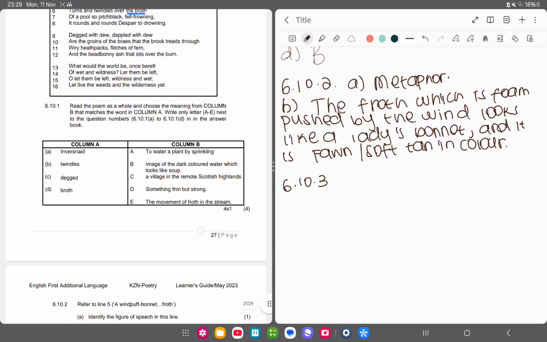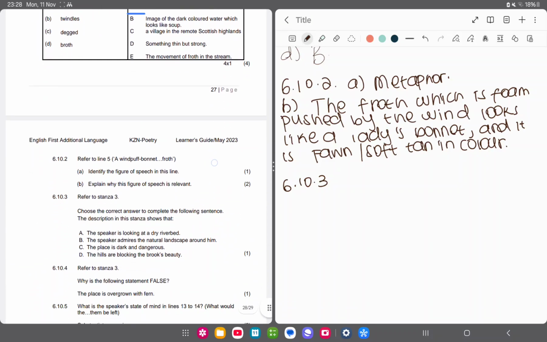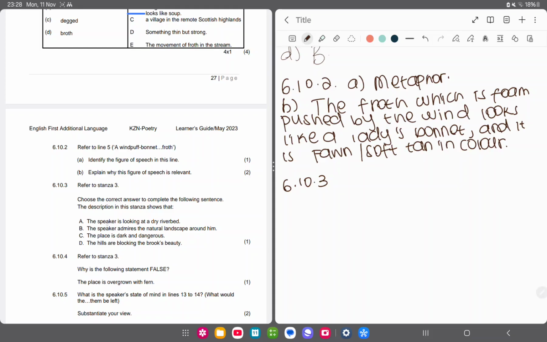So let us go to stanza 3. Stanza 3 reads that decked with dew, dappled with dew are the groins of the braes that the brook treads through, wiry heathpacks, flitches of fern, and the big bonny ash that sits over the burn. And now let us go to the statement again. It says, at A you have, the speaker is looking at a dry riverbed. This is definitely and most obviously incorrect because we are told that the riverbed is decked with dew. So this is incorrect. Now we have B.